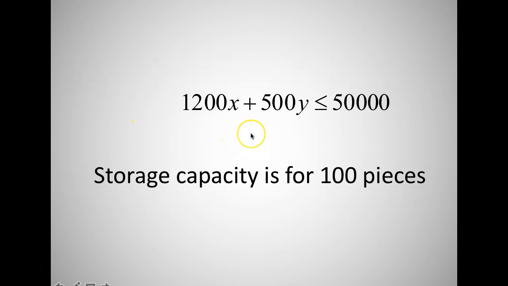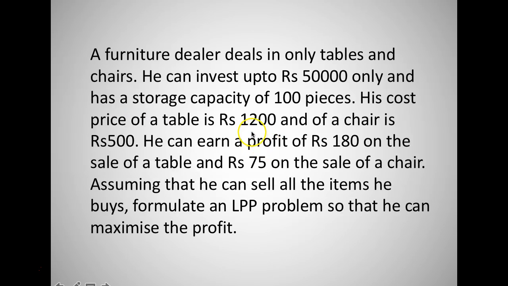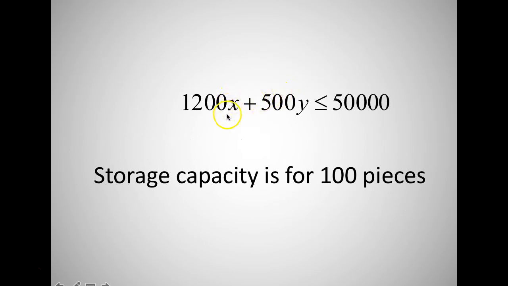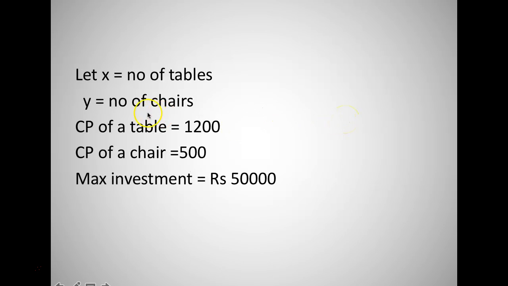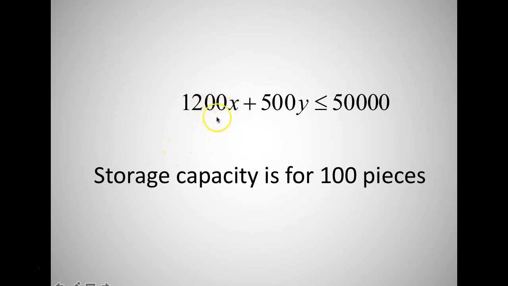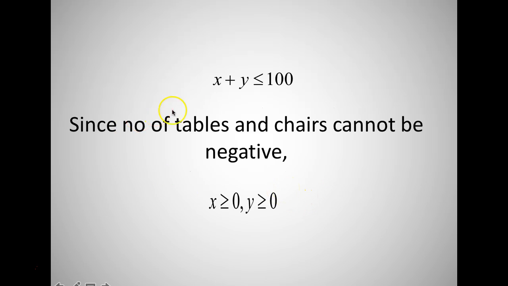Now going back to the problem, he can invest up to rupees 50,000. So we have 1,200x plus 500y less than or equal to 50,000, because cost price of a table is 1,200, cost price of a chair is 500. So cost of x tables plus y chairs will be maximum 50,000. The storage capacity is for 100 pieces. So we have x plus y less than or equal to 100. And since the number of tables and chairs cannot be negative, we have x greater than or equal to 0, y greater than or equal to 0.